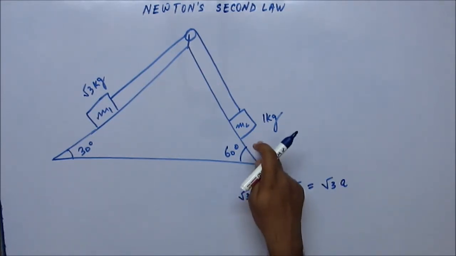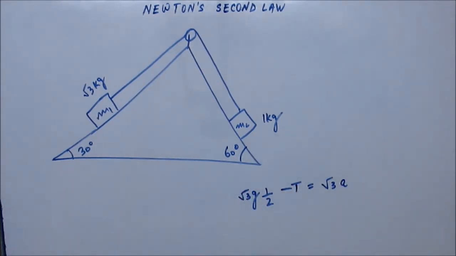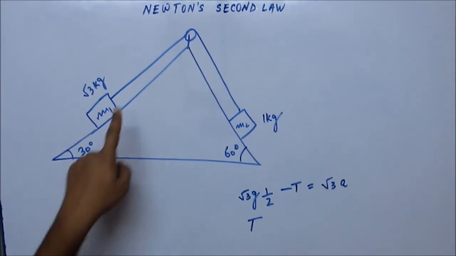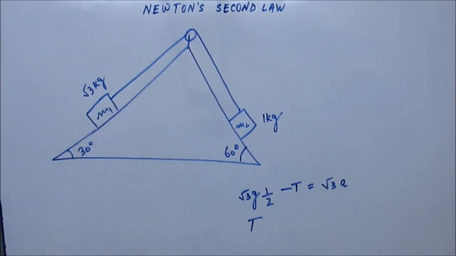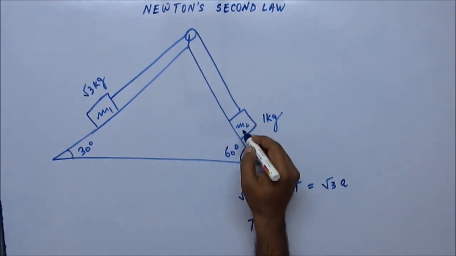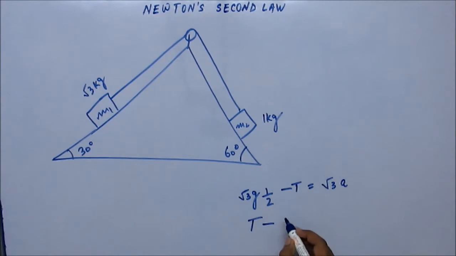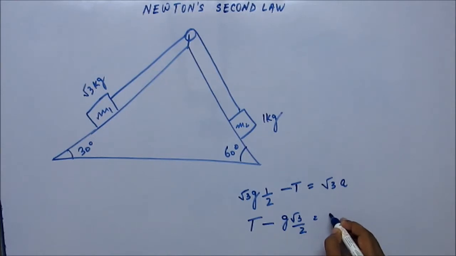Okay, and for this one, if M1 is coming down, then M2 will go up, and the force pulling it upward is tension. The tension would be the same, it's the same string, there's no knot, there's no joint in between. So the tension at both the ends would be the same. This tension is upward, the downward force would be mg sine 60 degree. Mass is given as 1. This should be equal to mass into acceleration. That's it. Now you have to eliminate a.